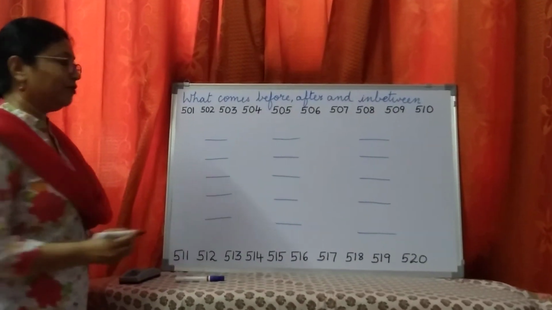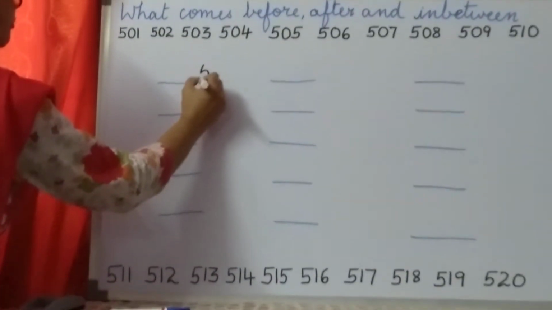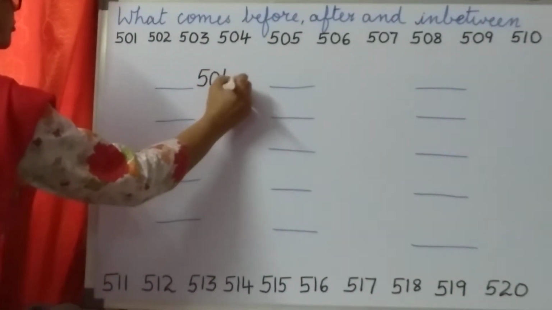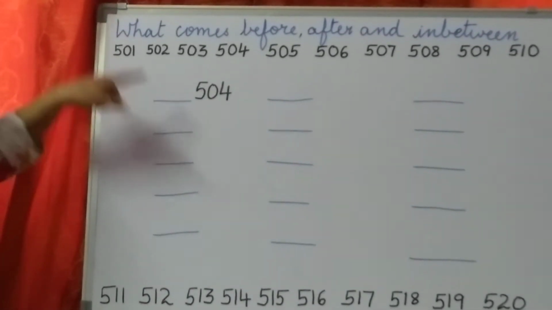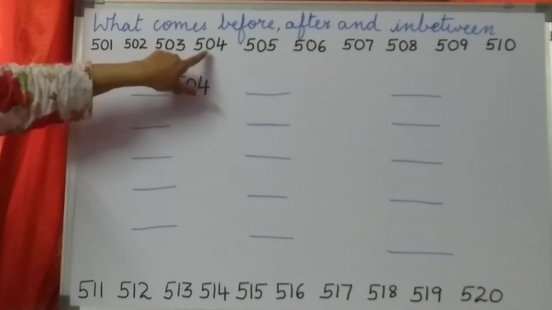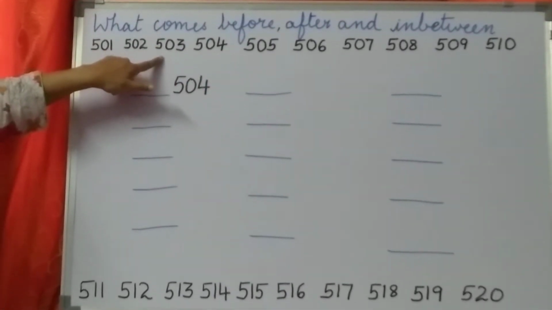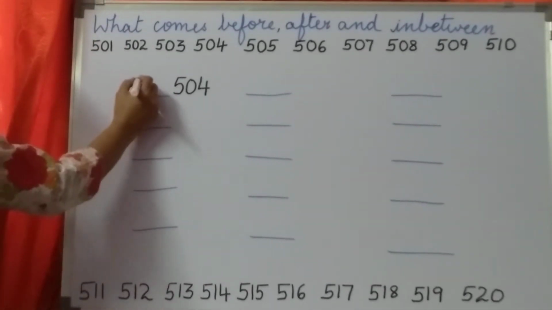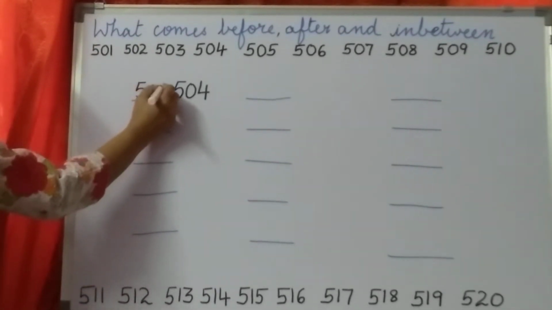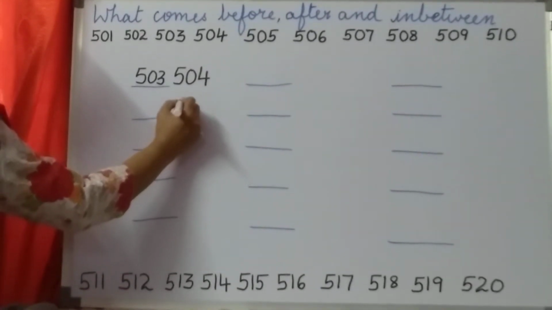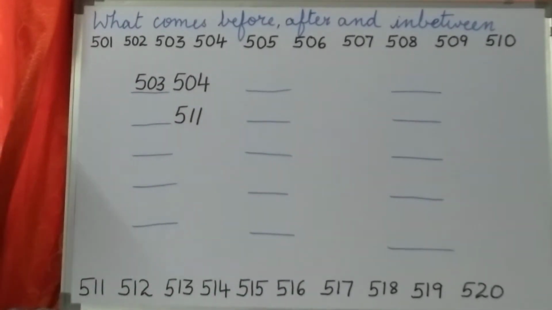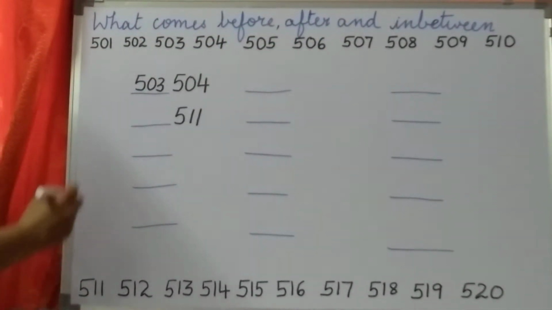So now I write a number over here. Suppose I write here 504. Now we have to see what number comes before 504. Can you see this? Number written 504. So what comes before 504? 503. Okay. Next we'll write 511. So what comes before 511? 510.